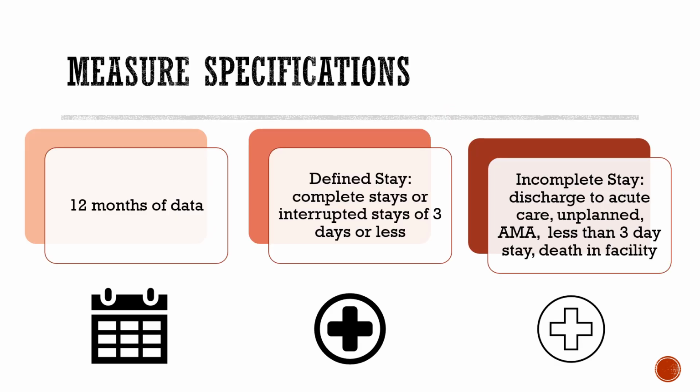Looking specifically at this measure, we're looking at 12 months of data, and we're only using stays that are defined within the metric. So those being complete stays or interrupted stays with that 3-day or less gap in them. Incomplete stays are automatically being excluded. So those that are being discharged to acute care, an unplanned discharge, someone leaving against medical advice, less than a 3-day stay, or a death that occurs in facility. Those are automatically excluded, not being counted towards this measure.